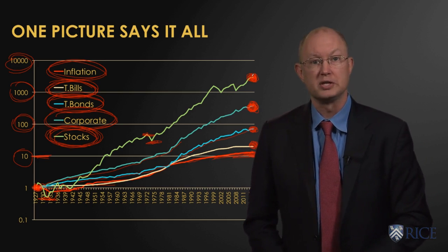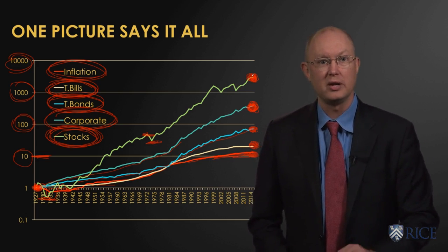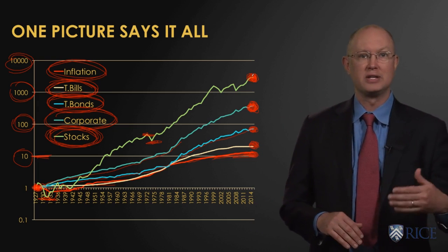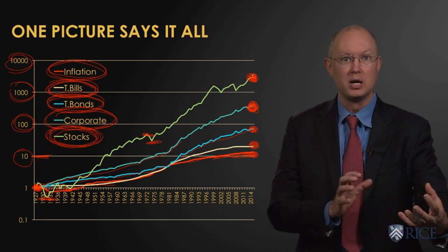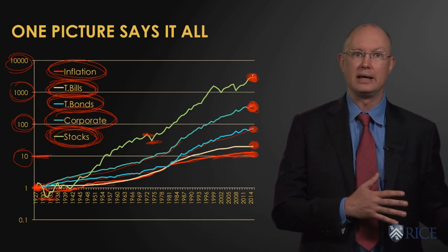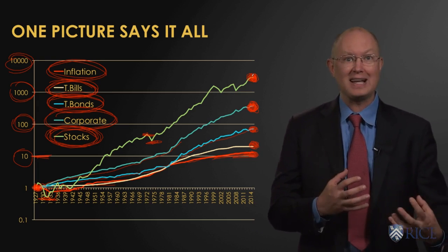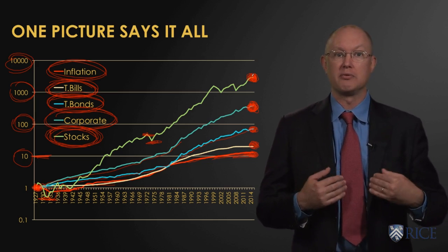So what do I learn from this graph? What I learned from this graph is that as I increase the risk of what I put my money in, I wind up with more money later. In other words, the riskier asset I buy, the greater my return.